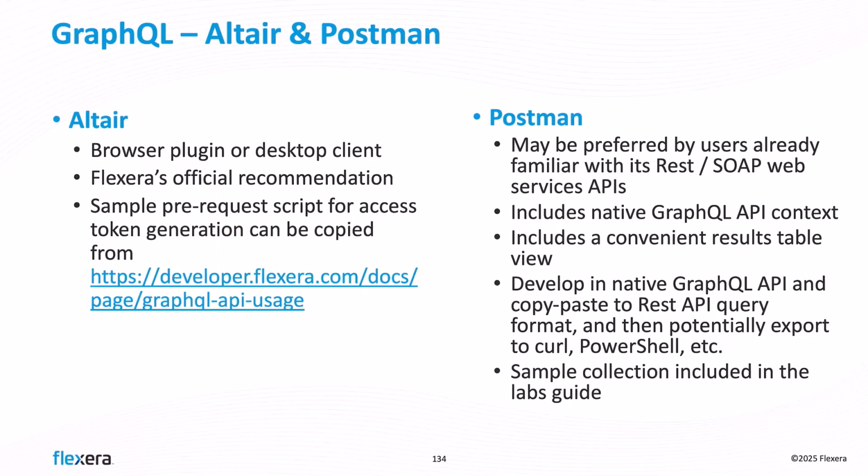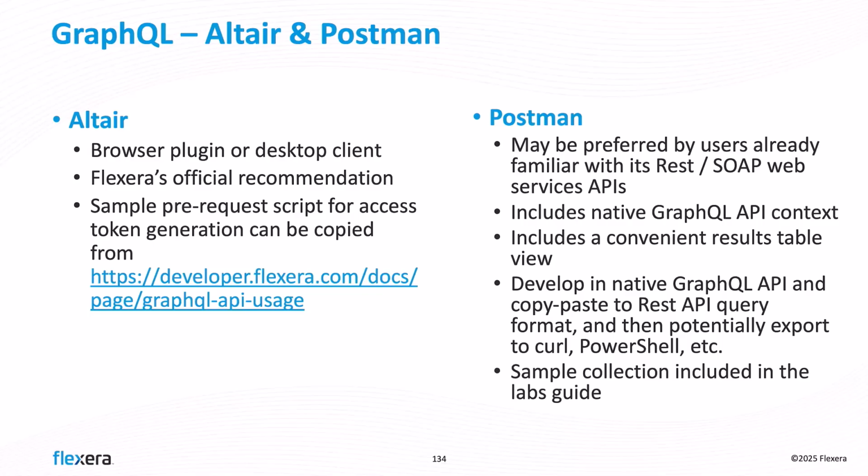When working with GraphQL, you have multiple options. There's Altair, with the browser plugin as well as a desktop client, and with Altair, Flexera's official recommendation also includes sample prerequisite scripts for access token generation that can be found on the developer.flexera.com documentation pages. With Postman, that many of you are familiar with in advance, used for REST API and SOAP web services APIs, that may be a preferred option.